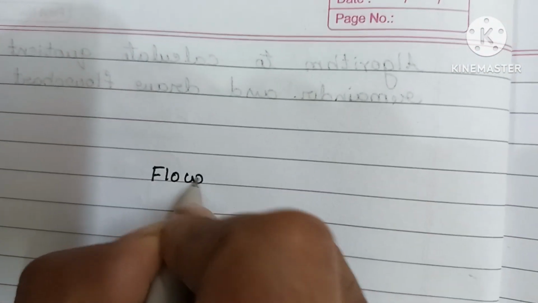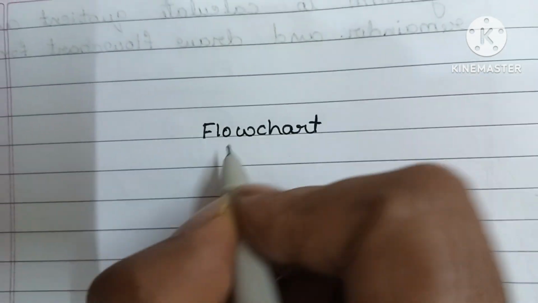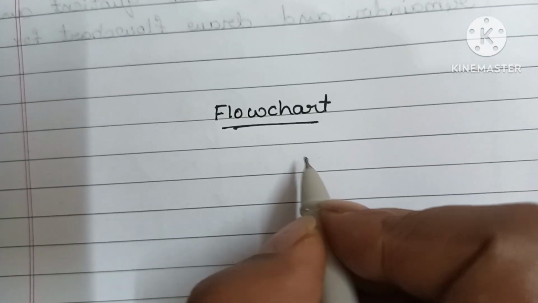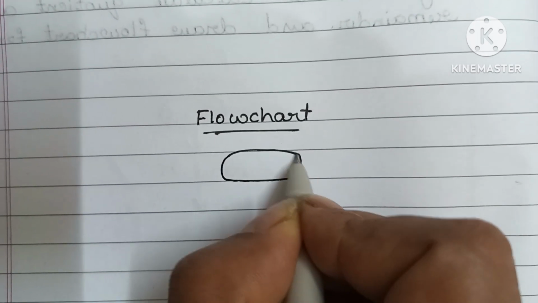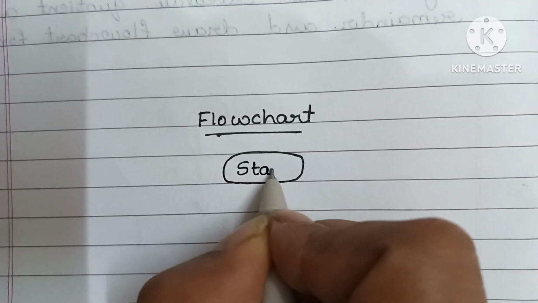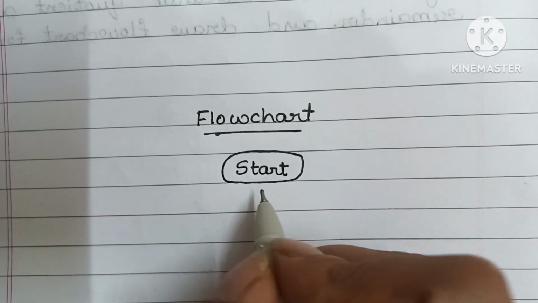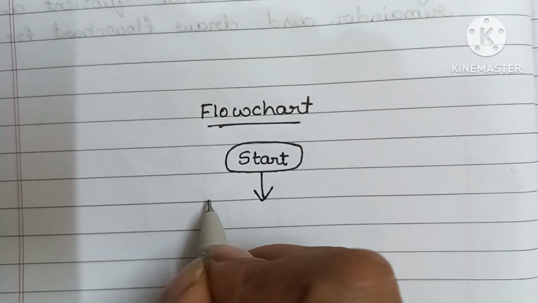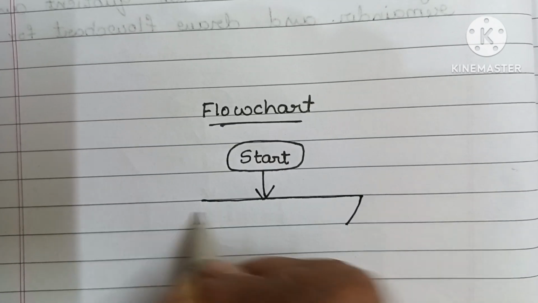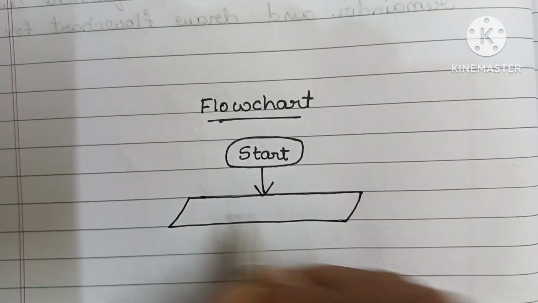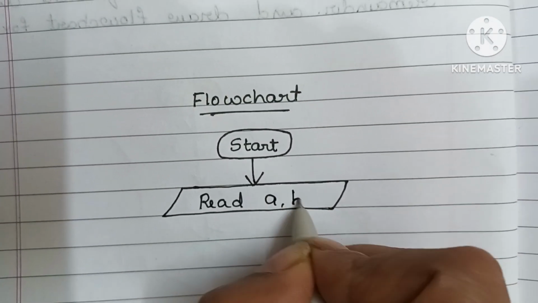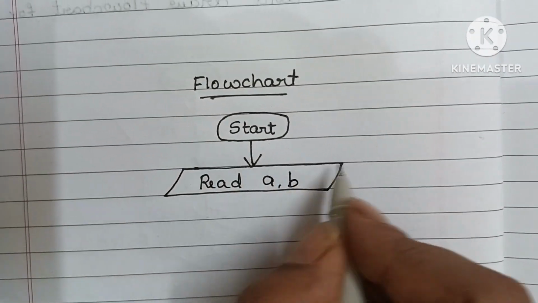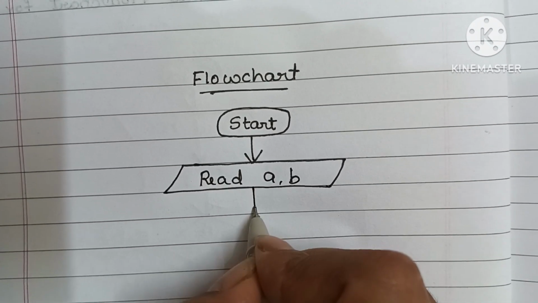Next, we are going to write a flowchart. A flowchart is a graphical representation of a solved problem. A flowchart starts with the start statement. It is written within an oval shape. Within the oval shape, we write the start statement. Next, we have to read input values. Read, here we have to read two numbers, right? That is A and B. Input values are written within a parallelogram shape.